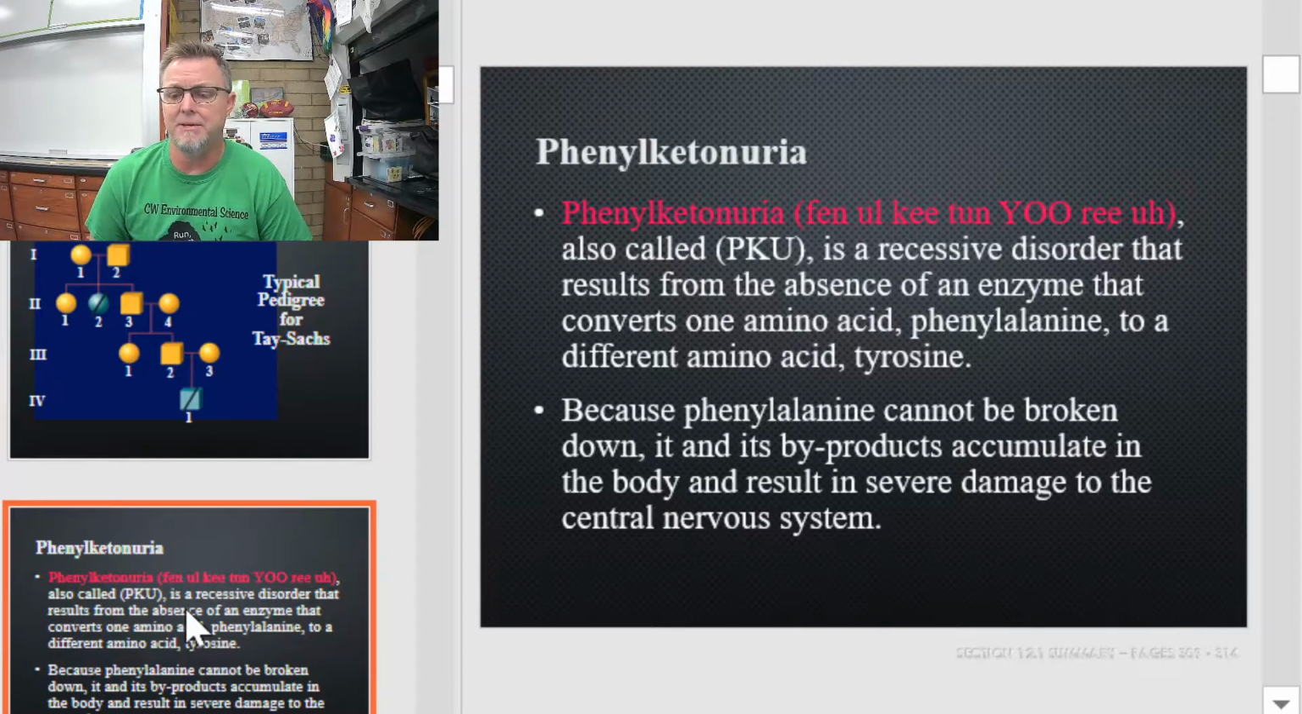Phenylketonuria, or PKU, is a recessive disorder that results from an absent enzyme that normally converts one amino acid, phenylalanine, into another amino acid, tyrosine. So over the course of your life, kind of like what we saw with Tay-Sachs disease, you could potentially build up toxic levels of phenylalanine in your body.